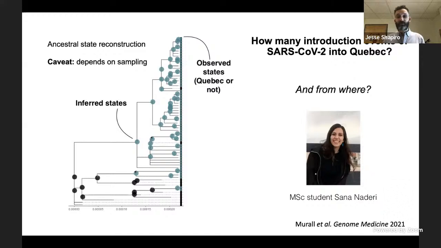Big caveat is that this, of course, depends on sampling. If you haven't sampled from a given country, you would never be able to infer that a transmission event came from there. Okay, so there are big caveats there.